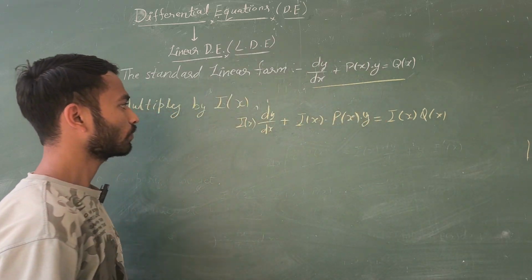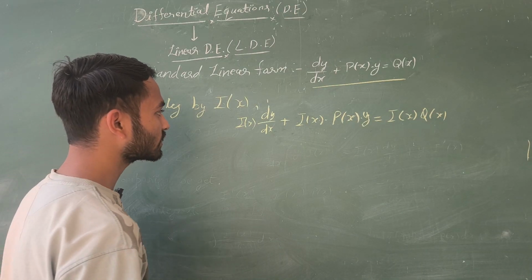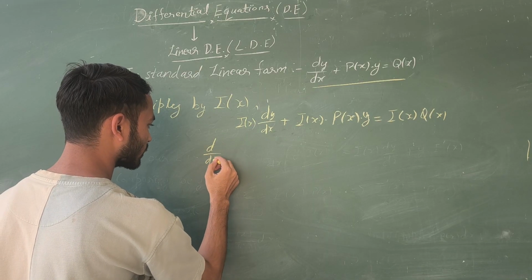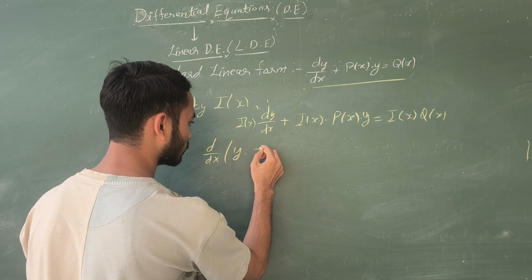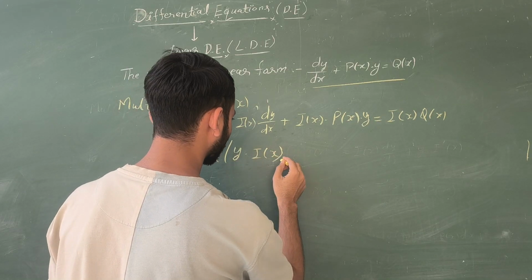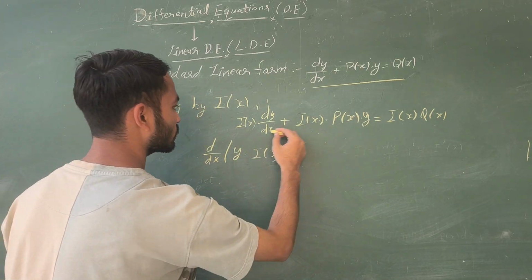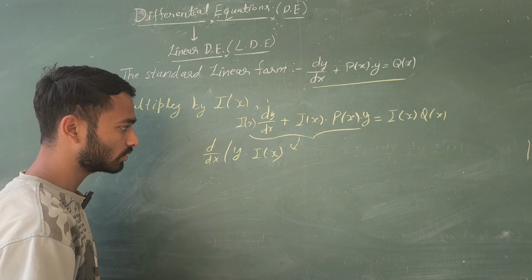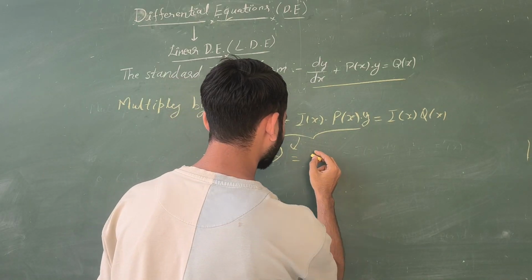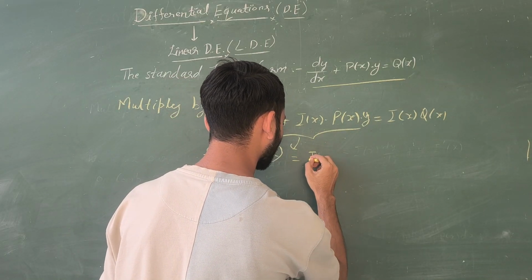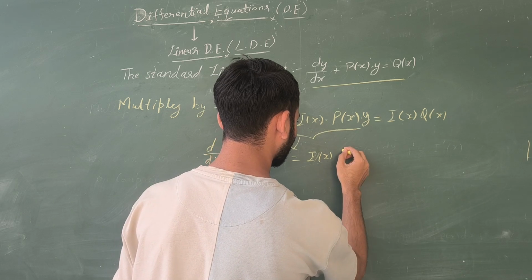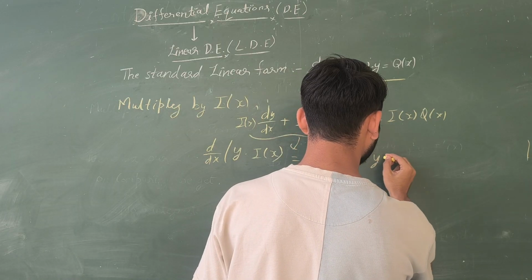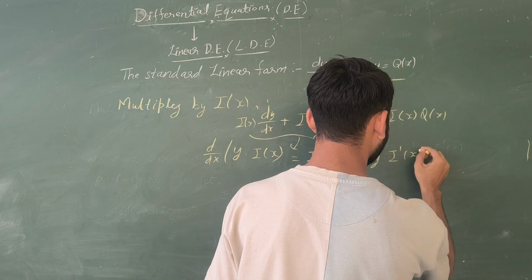Now, what do we want from this? We actually want d by dx of y times I(x). In our LHS we want this to be this. That is our goal. If we open this, we will get I(x) dy by dx plus y times the derivative of I(x).